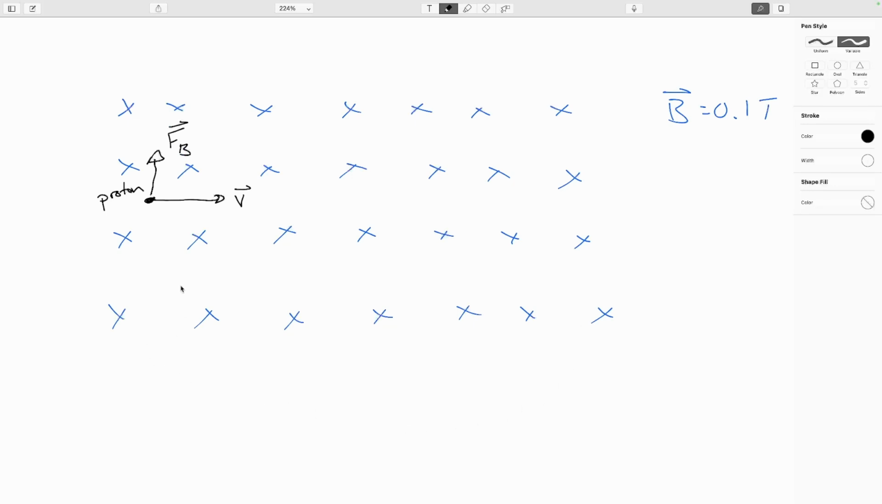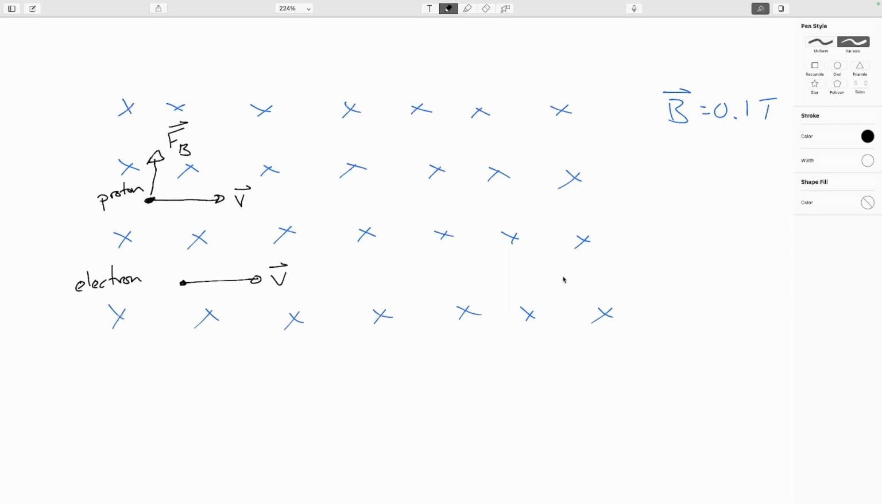Okay, now we'll get to thinking about the magnitudes of this in a bit, but let's just try this again for an electron. So again, let's have an electron going to the right. Which way would the magnetic force point? Again, take the opportunity to actually do the right hand rule on this and see what you get.